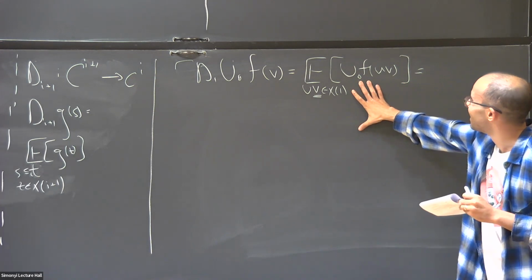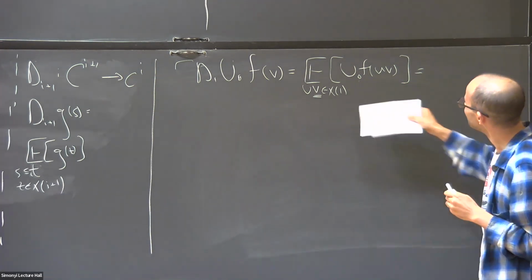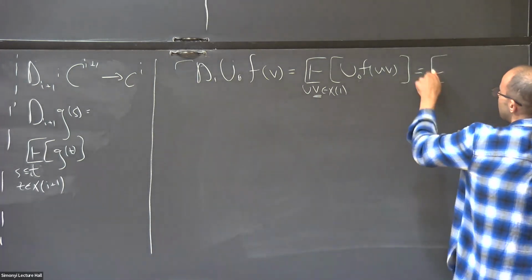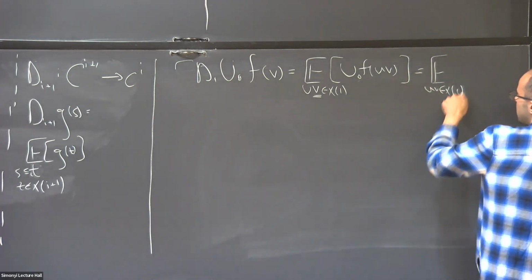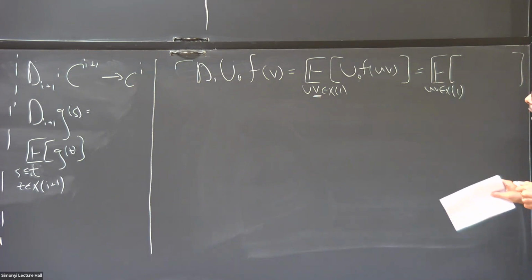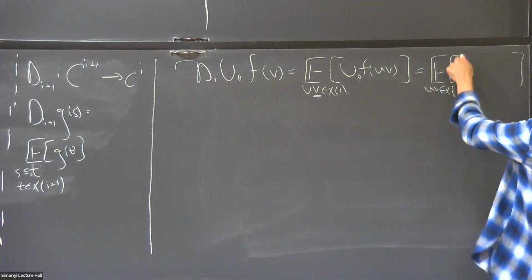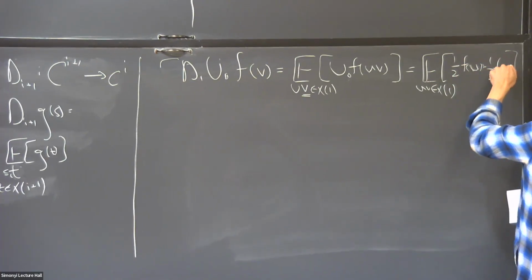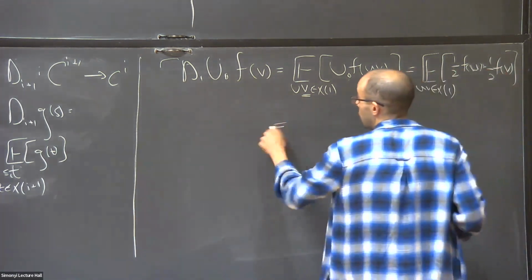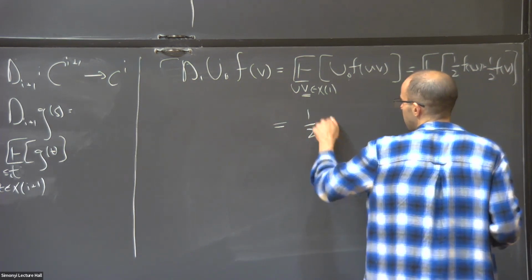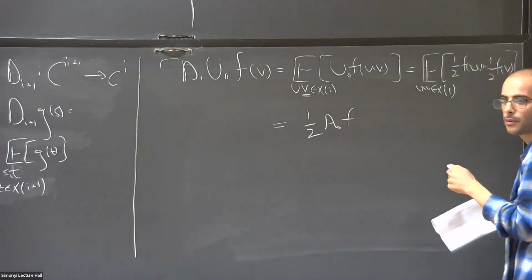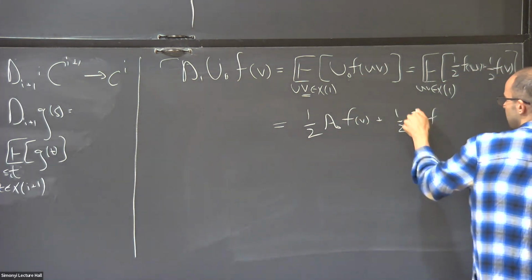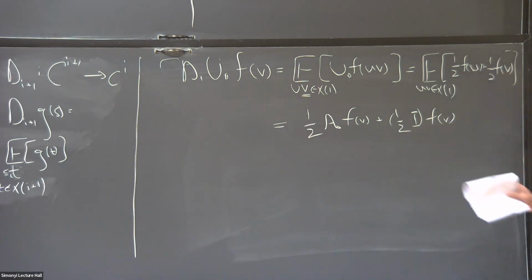Anyway, back to this here. I'm doing U0 f at the edge uv, which of course averages out. Let me write this over here. I won't use expectation notation. This is just half of the time f of u and half of the time f of v. So what am I getting here? This is actually half of the time doing the adjacency operator on f at point v, and half of the time just doing f at v.